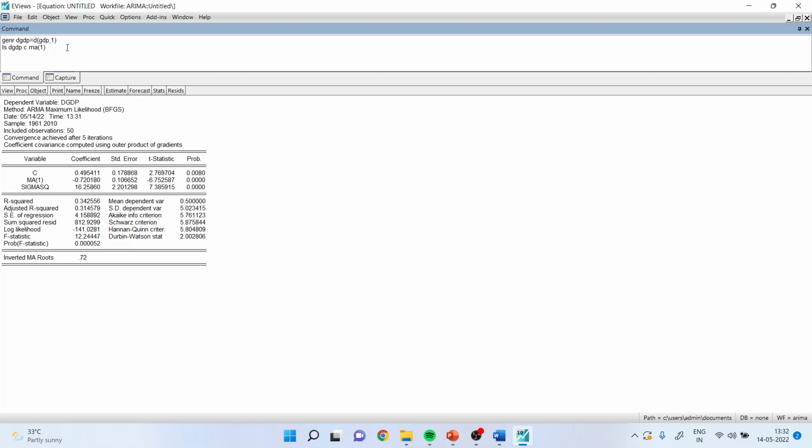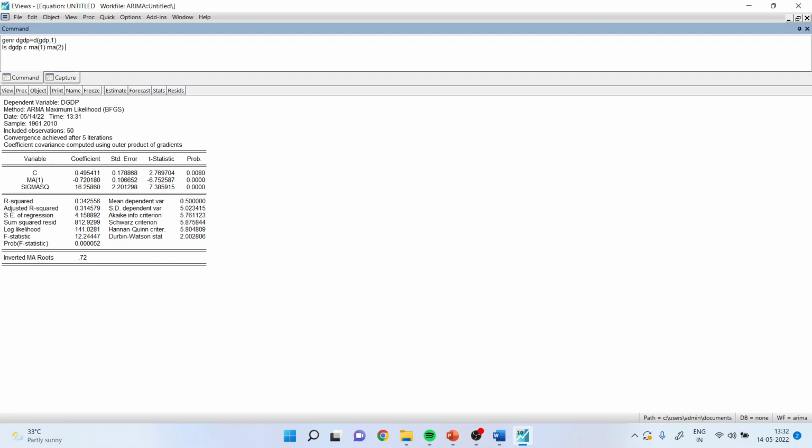Again, you should remember one thing: if I go on adding terms here, it will become an over-parameterized model, and that is also not advisable. You should always have a parsimonious model, that is, reasonably two or three terms should be able to explain the variance in the dependent variable.